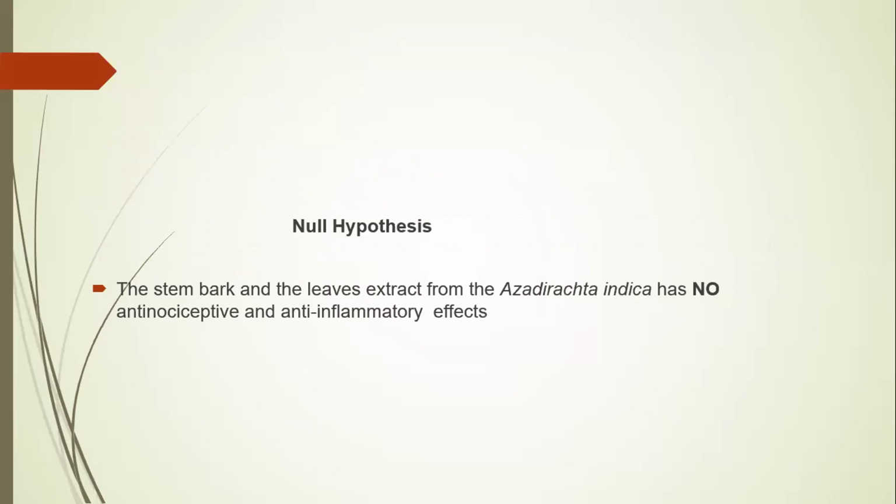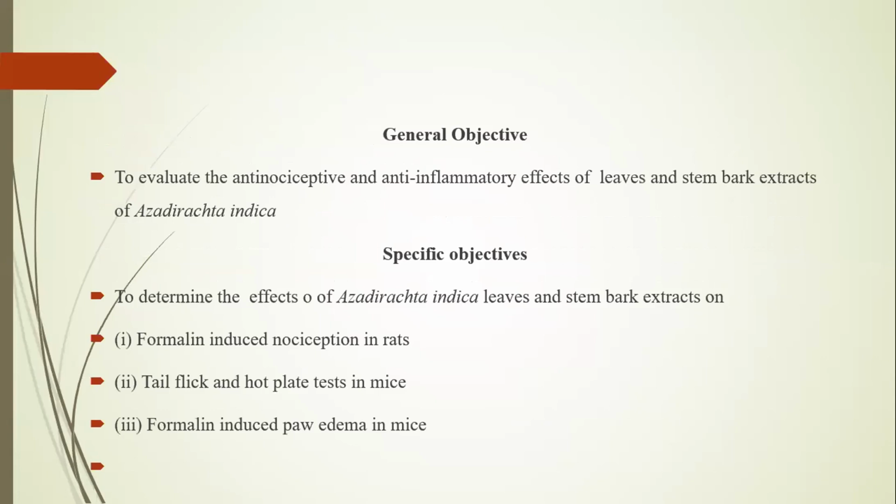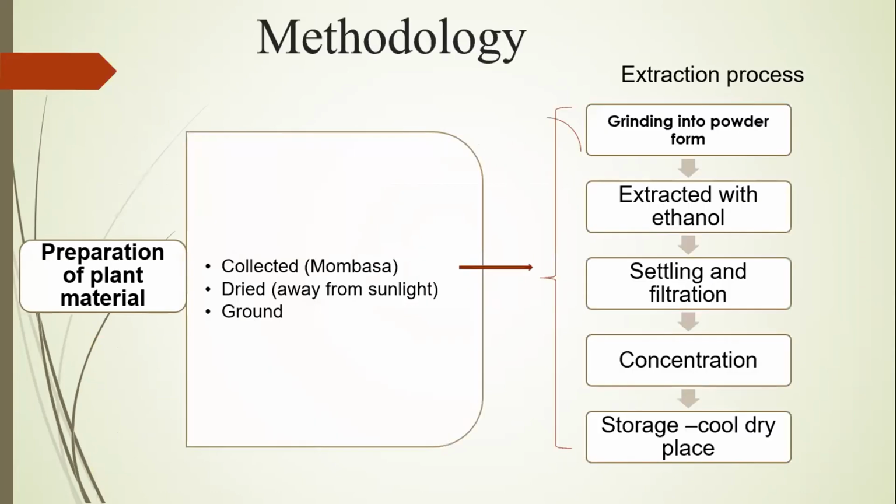Now, our null hypothesis was that the stem bark and the leaves extract of the neem plant have no antinociceptive and anti-inflammatory effects. The general objective was to evaluate the antinociceptive and anti-inflammatory effects of the leaves and the stem extract of the neem plant. The specific objective was to determine the effects of the leaf extract and stem extract of the plant on formalin-induced nociception in rats, on the tail-flick and hot plate tests in mice, and on formalin-induced paw edema in mice as a model of acute inflammation.